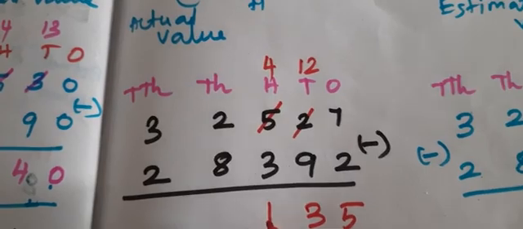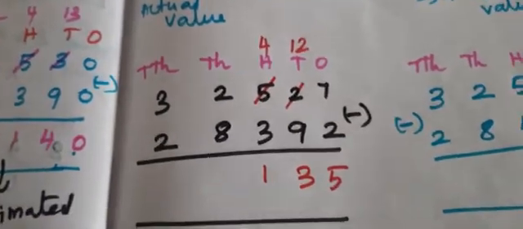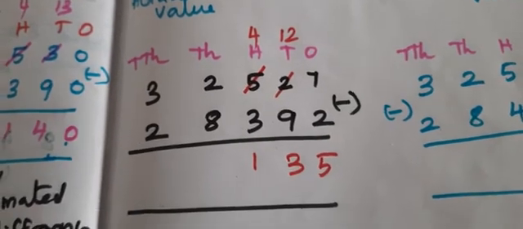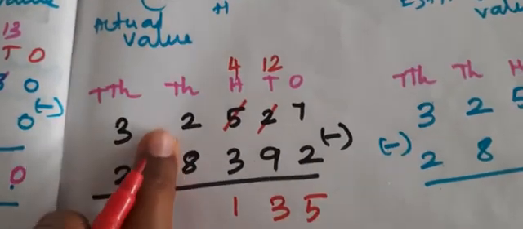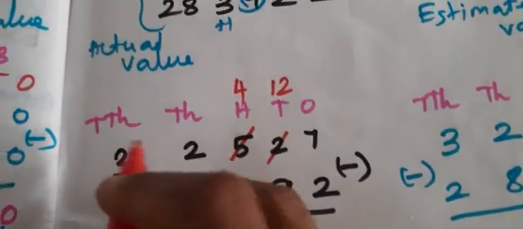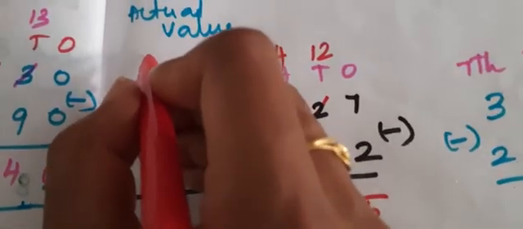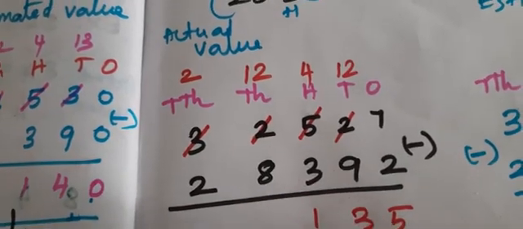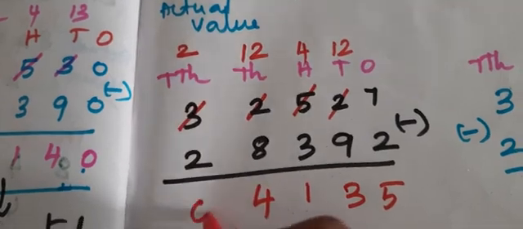2 minus 8. Is it possible? No. So what is meant by subtraction? Subtraction means take away a smaller number from the bigger number. Okay. So here it is not possible. So again I am going to help from the 10,000 place. So 3, I am going to take 1. So it will change to 2. Here it is a 12. So 12 minus 8, it's 4 answer. 2 minus 2, it's 0.